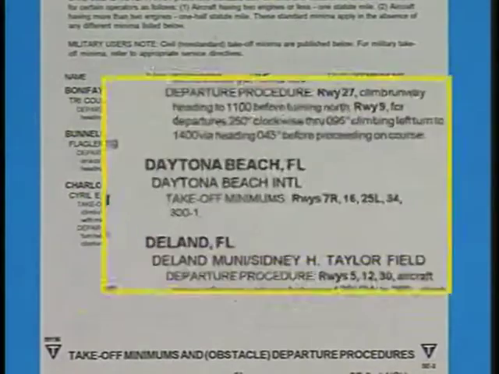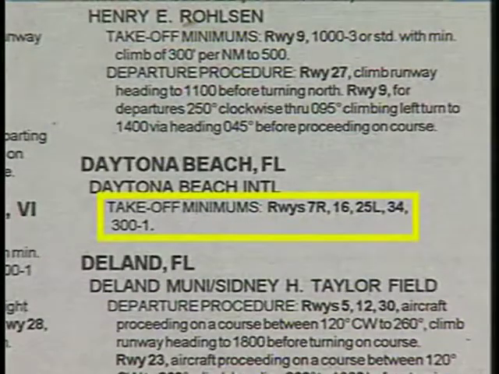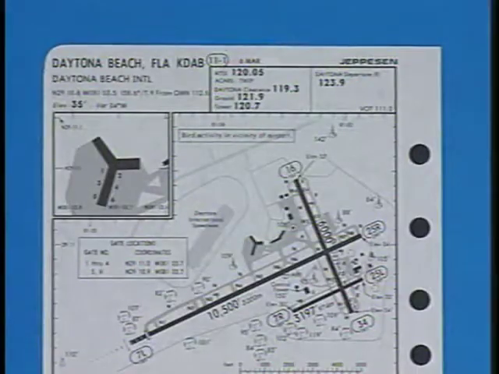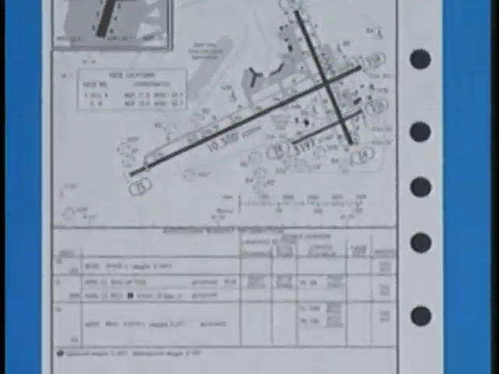For example, at Daytona Beach, the takeoff minimums for runways 7 right, 16, 25 left, and 34 are a 300-foot ceiling and 1 mile visibility. Jeppesen prints this information on the airport chart.